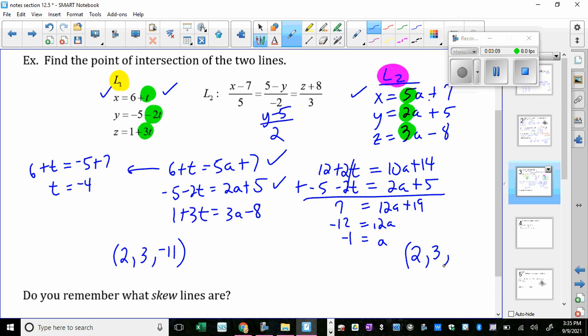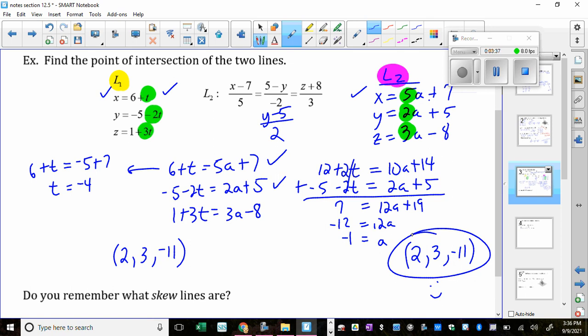I literally just proved that the t and the a that I found, those were from the first two equations that I used. Since I used the top two equations to make the t value and the a value, those should always match. It's the third one that's the test to see if it actually meets up. So in this case, put a negative 1 into 3a minus 8. I would get negative 3 minus 8, so negative 11. And so they meet up, and this is the point of intersection.